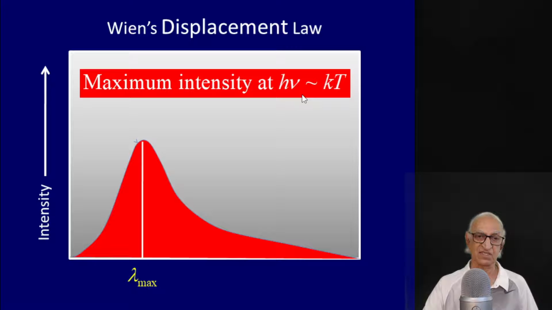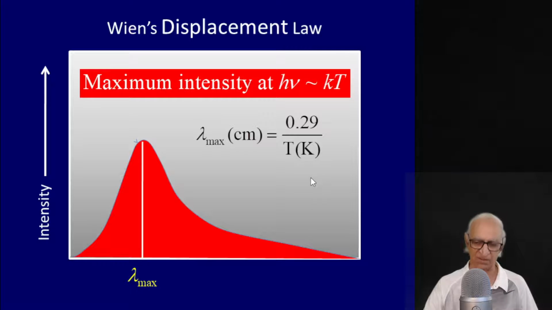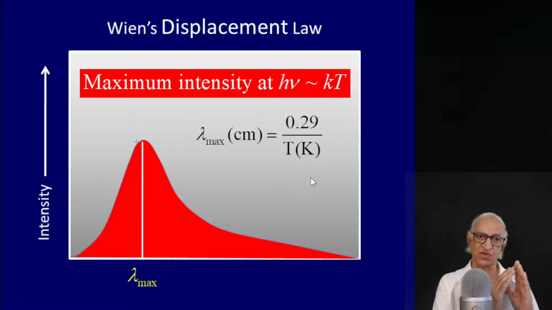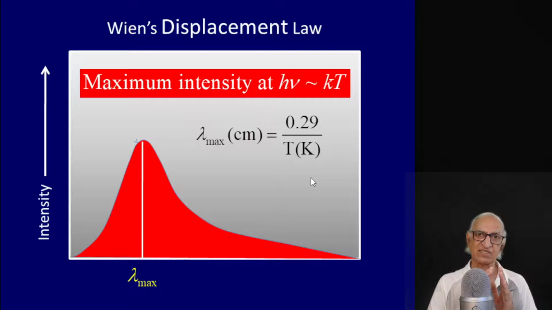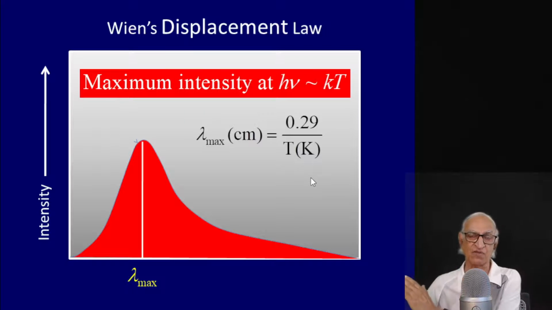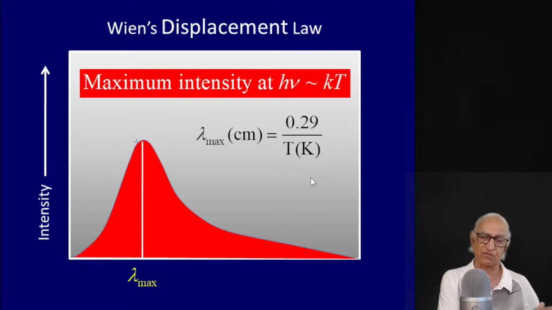Now this can be written in terms of wavelength by writing the frequency in terms of wavelength, and that would read as follows. The wavelength at which the maximum occurs of the black body spectrum, written in centimeters, is 0.3 divided by the temperature in Kelvin. What it means is if the temperature of the body is very low, the wavelength at which the maximum will occur will be a very long wavelength, or the frequency will be very low frequency.